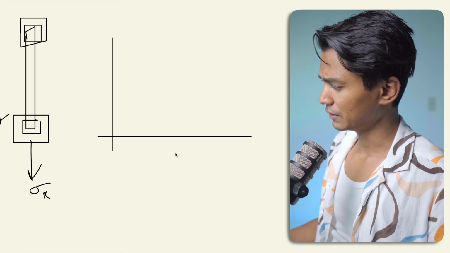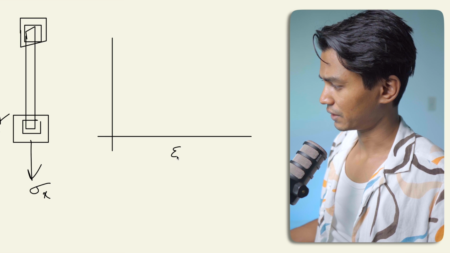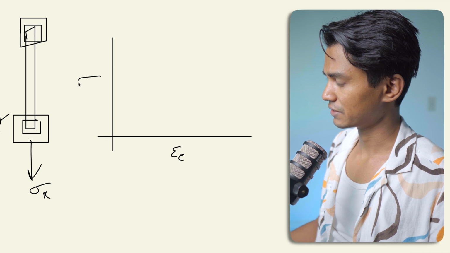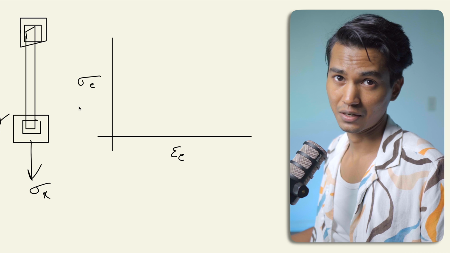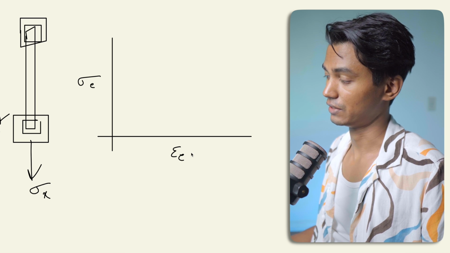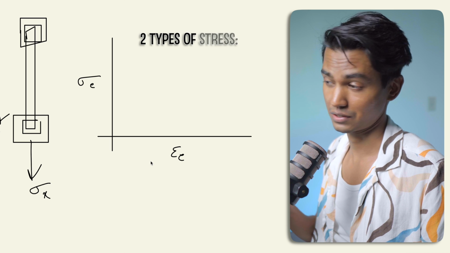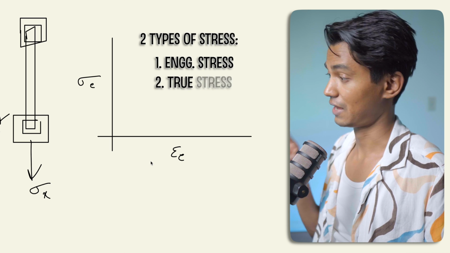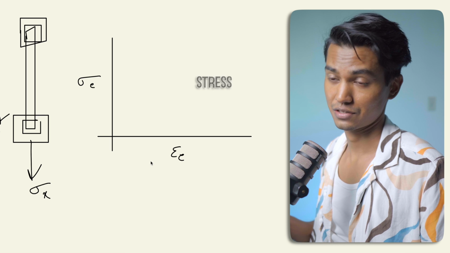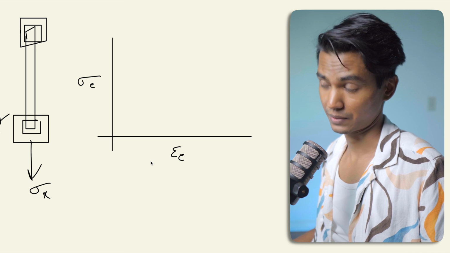Now, this is my engineering strain and this is my engineering stress. And that's another mistake a lot of people make. They just say that, oh, this is stress, this is strain. But there are two kinds of stresses, there are two kinds of strains. There's engineering stress and then there's true stress. There's engineering strain and then there's true strain.